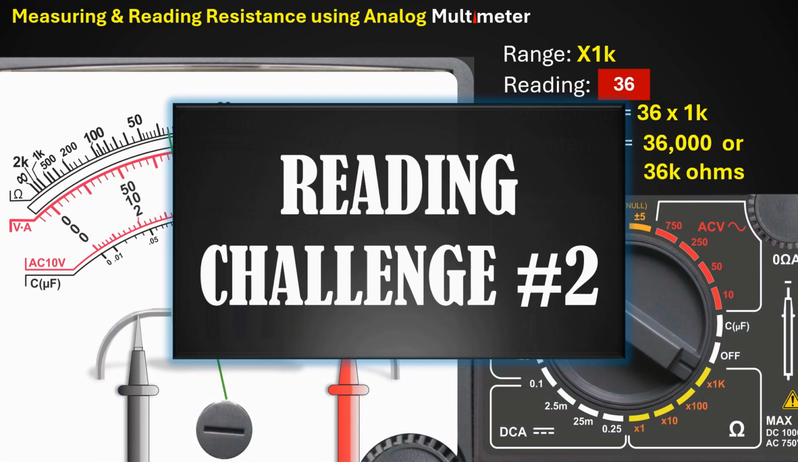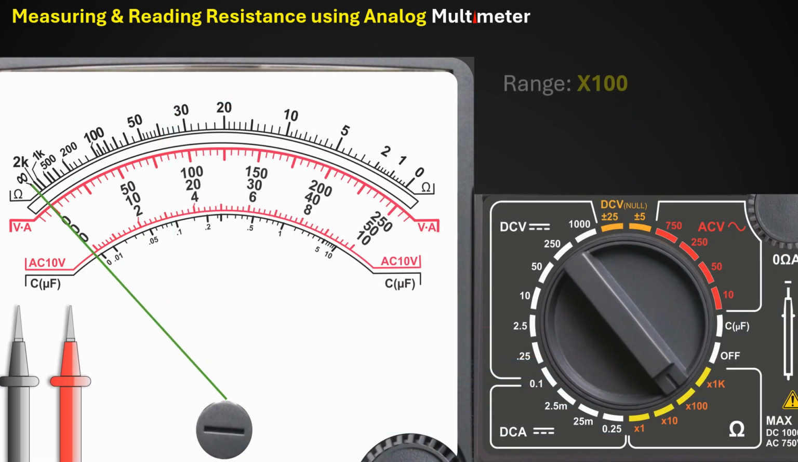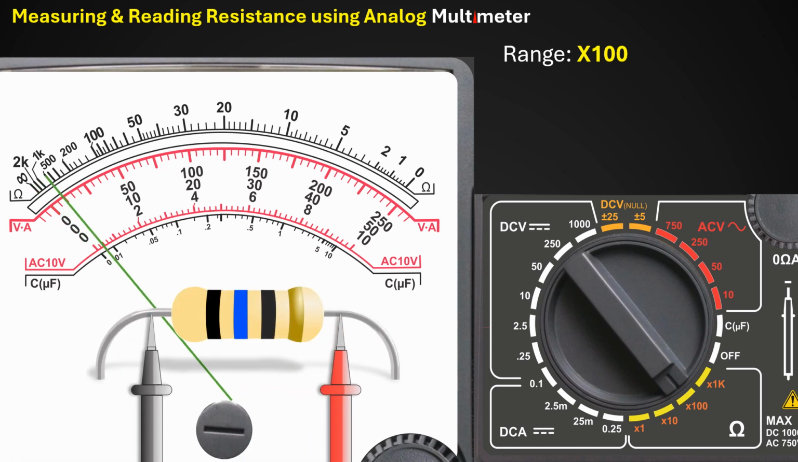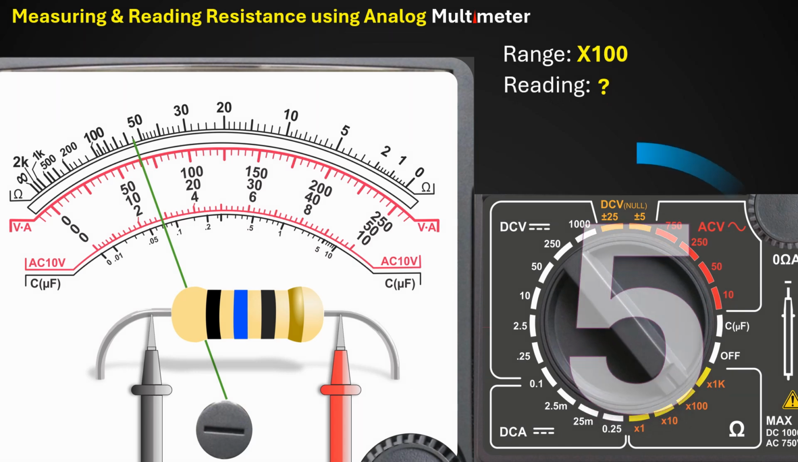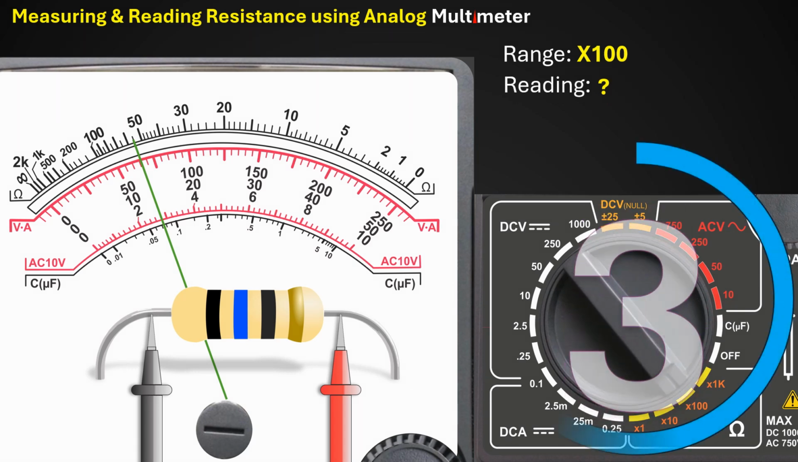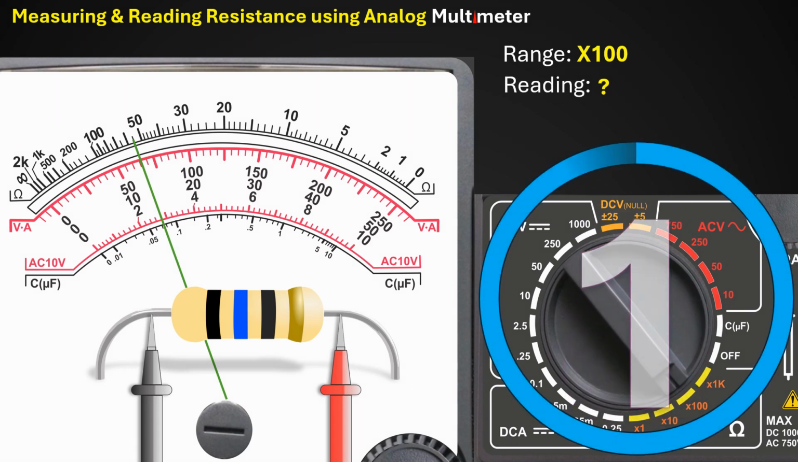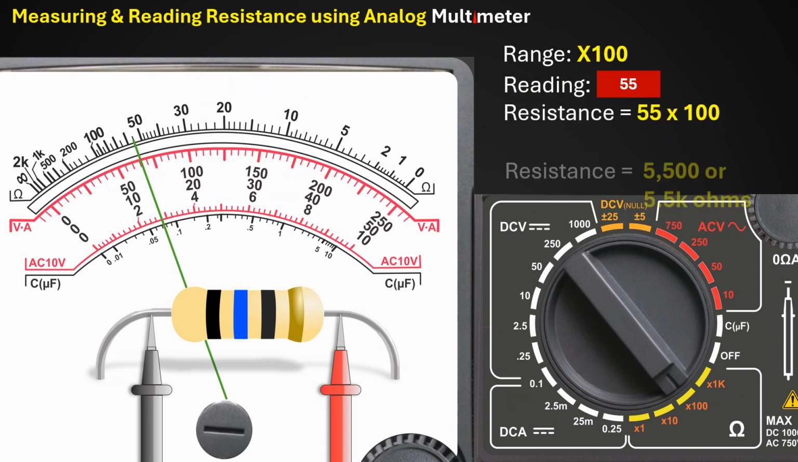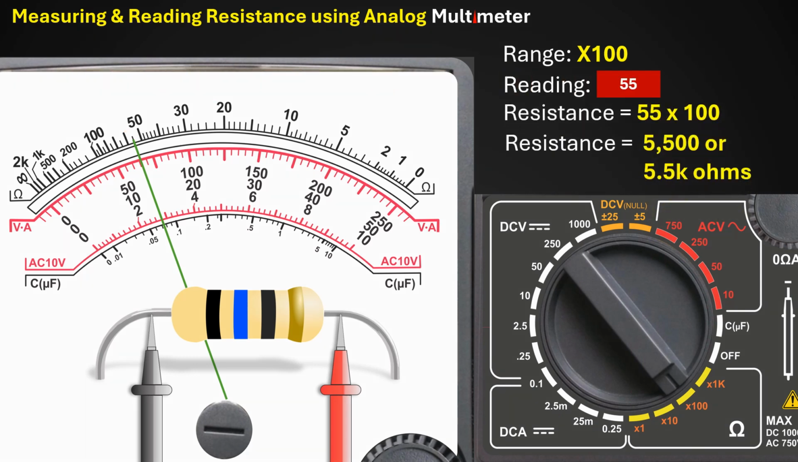Challenge 2. The range is set to ×100 ohms. What's the resistance? The needle points to 55 ohms. Multiply that by 100, and you get 5,500 ohms, or 5.5K ohms.